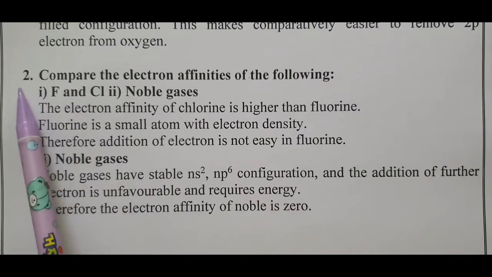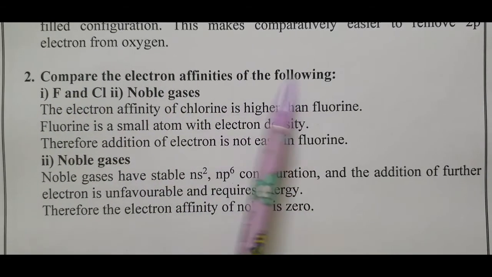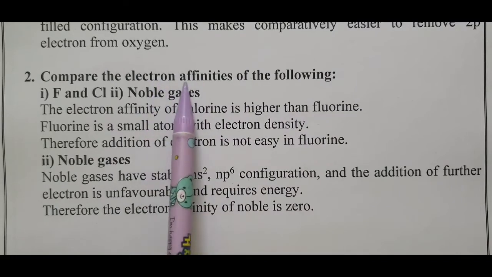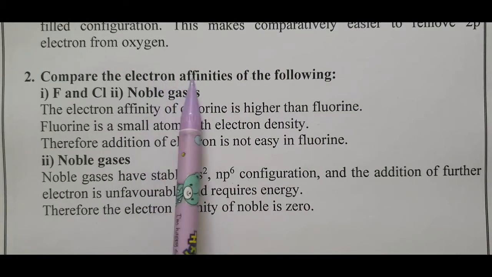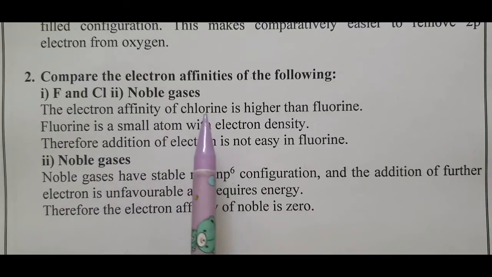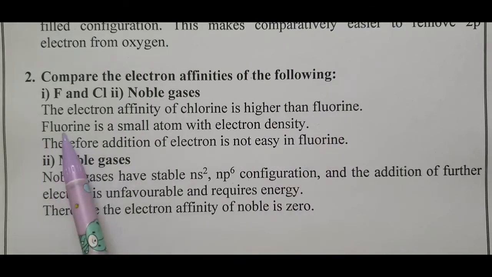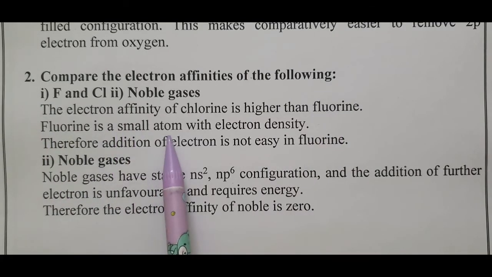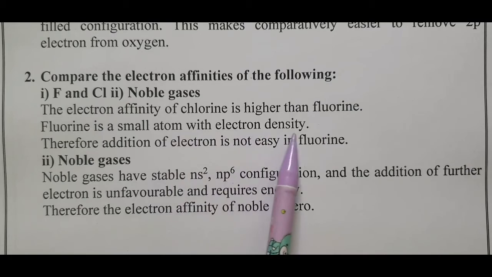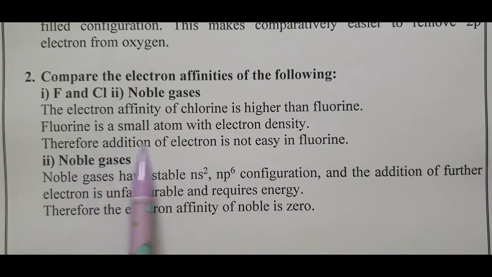Student activity number 2. Compare the electron affinity of the following: the tendency to gain one electron. Usually non-metals gain electrons. Fluorine and chlorine. The electron affinity of chlorine is higher than fluorine, because fluorine is the smallest atom in the second period of the periodic table with more electron density. Therefore, addition of an electron is not easy in fluorine.